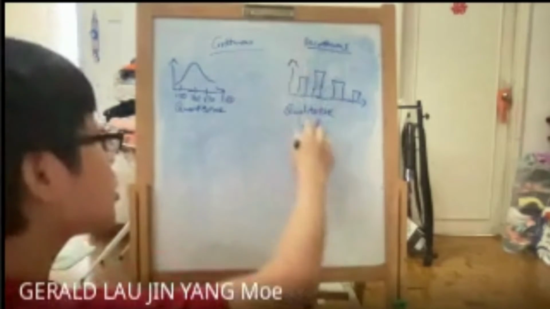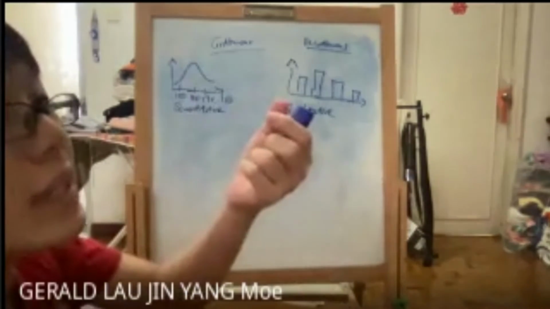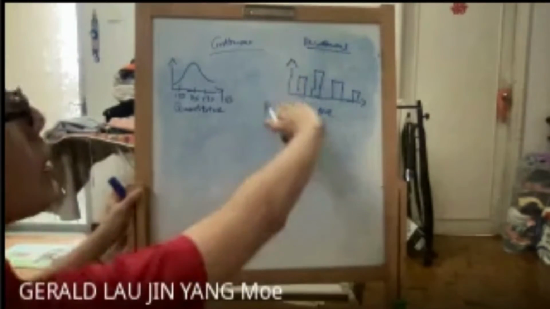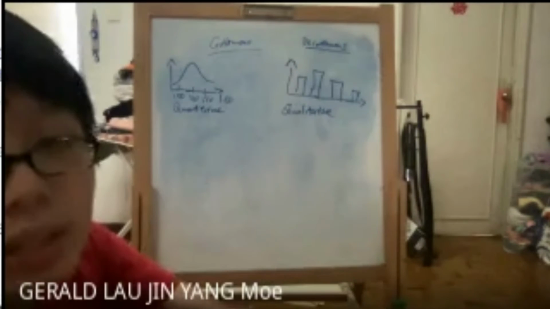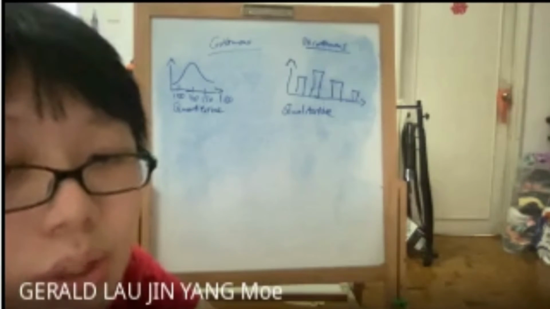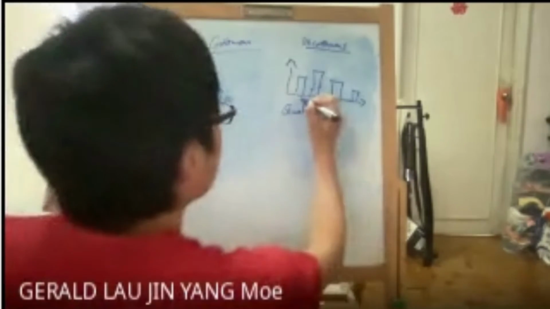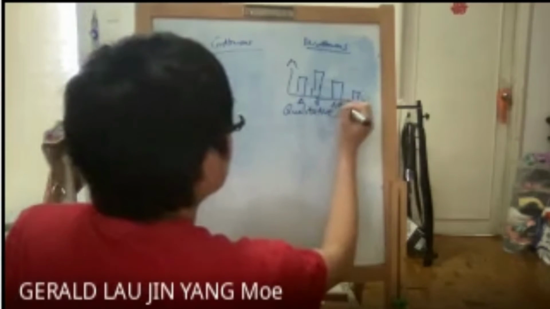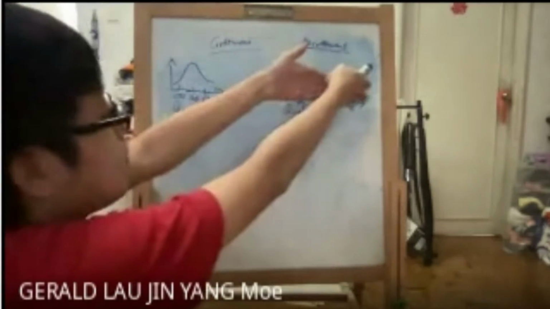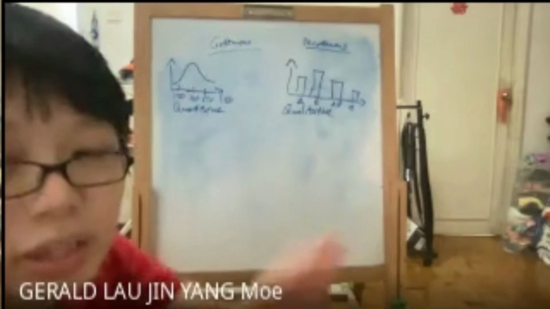Okay? For discontinuous, you only look at the quality. You cannot see the difference in height or anything. You can only see, for example, blood group. A, B, O. I cannot measure it. I only know the type A, B, O. That's all. Can you understand this part?